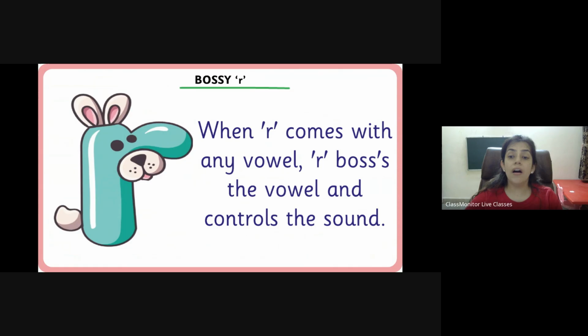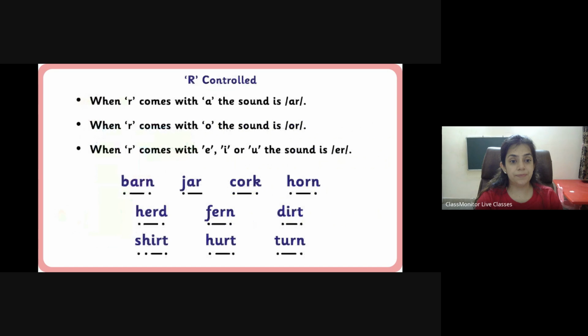Now comes the R controlled vowels, or you can even call it bossy R. Now, what happens when R comes with any of the vowel letters? That can be A, E, I, O, and U. R becomes very bossy and it controls the sound of the vowel. And simultaneously, R becomes very lazy also. So you get to hear the sound of R, but that is very light.